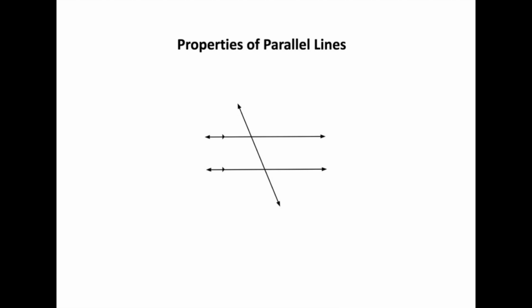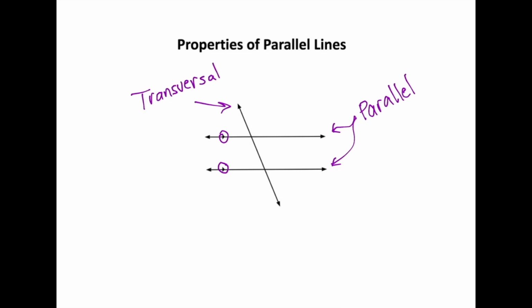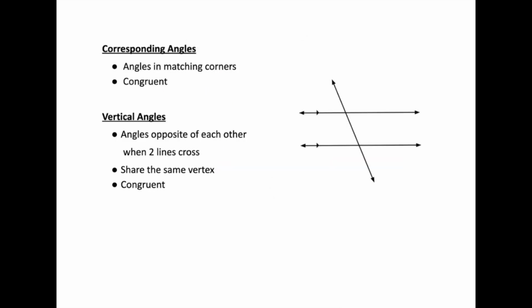In this video, we're going to talk about the properties of parallel lines. These are parallel lines. Parallel lines will never cross each other. You can tell these are parallel lines because they're marked with these arrows. A line that cuts through 2 or more parallel lines is called a transversal. Knowing these relationships allows us to find missing angles within the parallel lines. Let's go through some of the relationships that are formed and talk about the different kinds of angles.